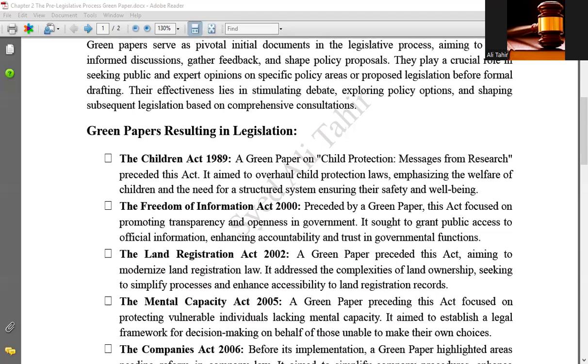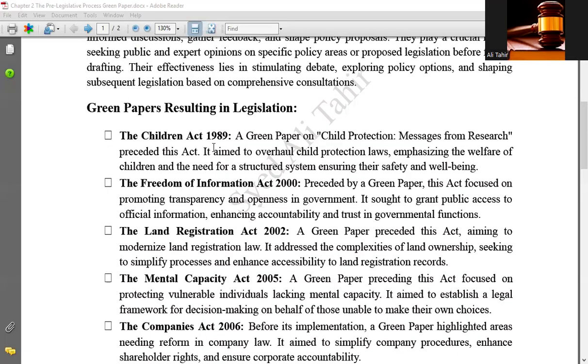Now we have some examples of green papers that actually matured into practical legislative steps. The Children Act of 1989 was a green paper initially. The child protection messages from research preceded this act. It aimed to overhaul child protection laws, emphasizing the welfare of children and the need for a structured system ensuring their safety and well-being. Secondly, is the Freedom of Information Act 2000, preceded by a green paper.